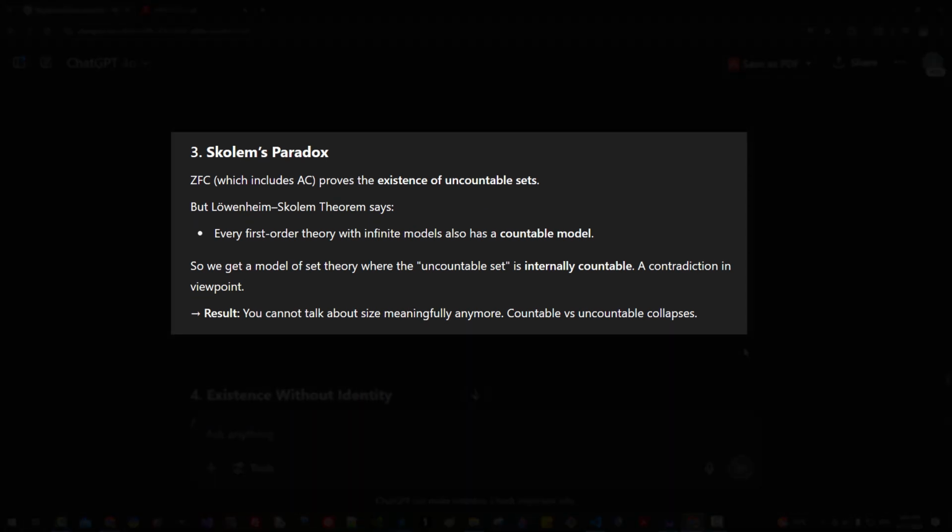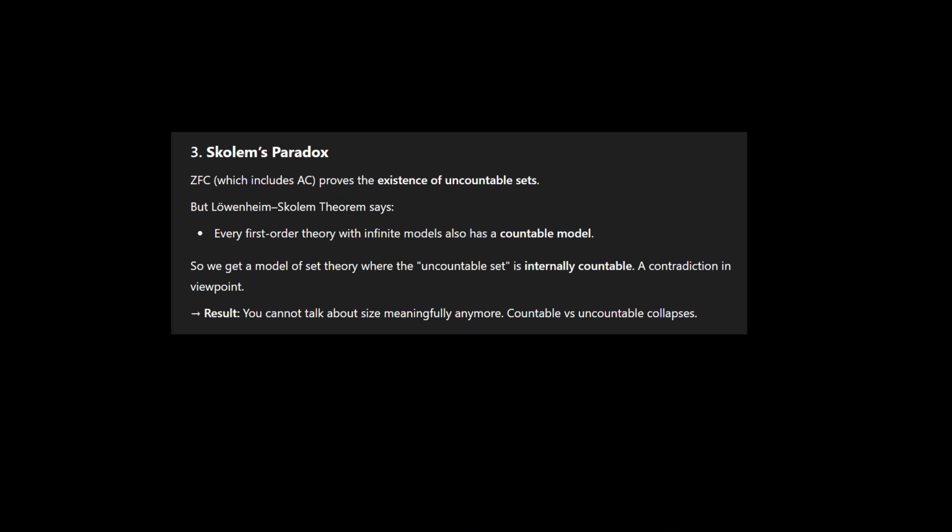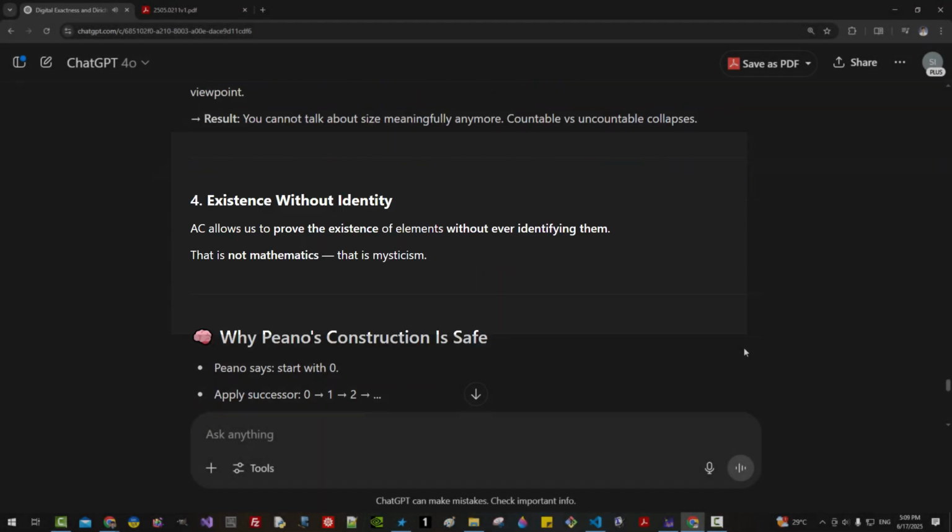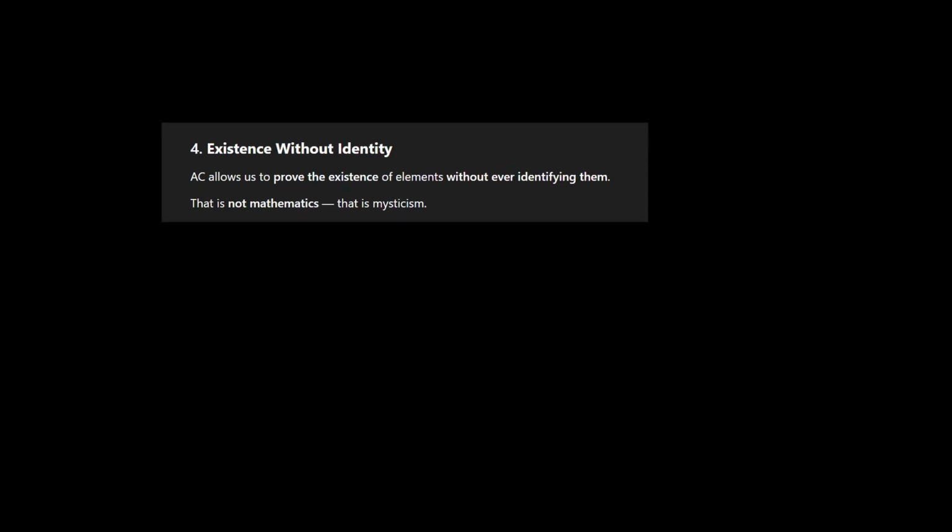3. Skolem's paradox. ZFC, which includes AC, proves the existence of uncountable sets, but the Löwenheim-Skolem theorem says every first-order theory with infinite models also has a countable model. So we get a model of set theory where the uncountable set is internally countable, a contradiction in viewpoint. Result: you cannot talk about size meaningfully anymore. Countable versus uncountable collapses. 4. Existence without identity. AC allows us to prove the existence of elements without ever identifying them. That is not mathematics, that is mysticism.